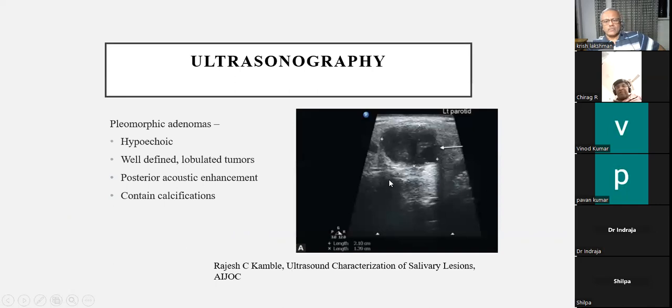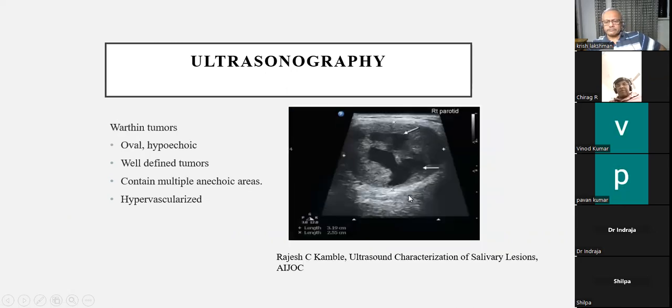This is the image of the pleomorphic adenoma, which is showing a well-defined lobulated tumor with a hypoechoic lesion and posterior acoustic shadow, and it also contains calcifications. And this is the ultrasonographic image of the Warthin's tumor, which is an oval, well-defined, hypoechoic tumor, and it also contains multiple anechoic areas.